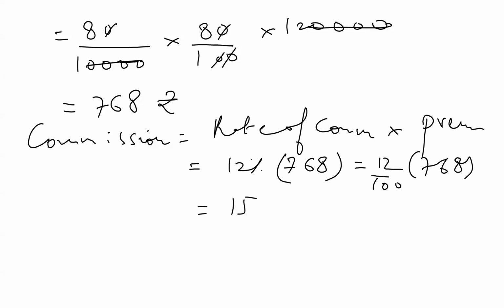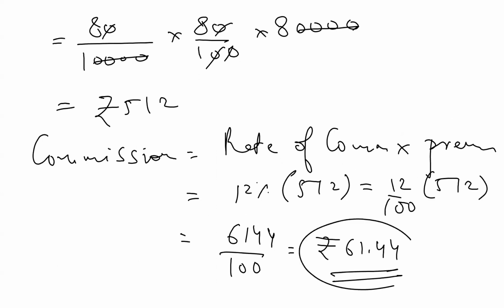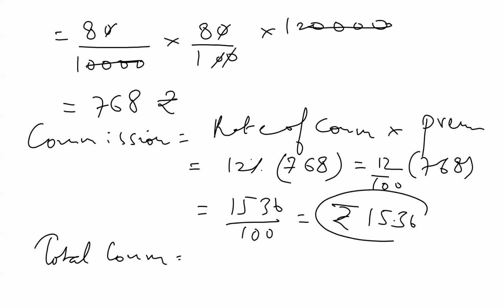1536 upon 100, that is rupees 15.36. Okay, so that's the commission on godown. So total commission is nothing but commission on shop. Commission on shop is 61.44 plus commission on godown. That you need to write: commission on shop plus commission on godown.